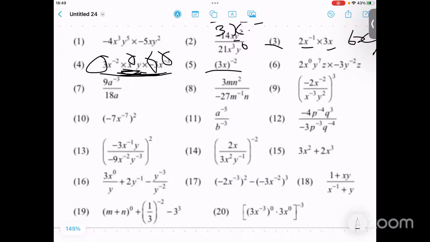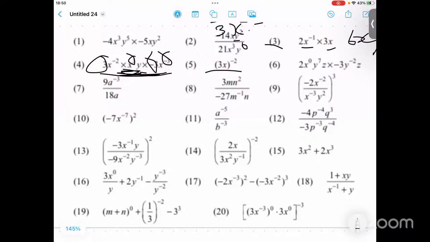Ma'am, we times everything which is inside the brackets by -2. Wait, what did you say? We times everything that's in the brackets by -2. Mukundi, I cannot hear you properly. Is it Mukundi that's talking? Yes, ma'am.